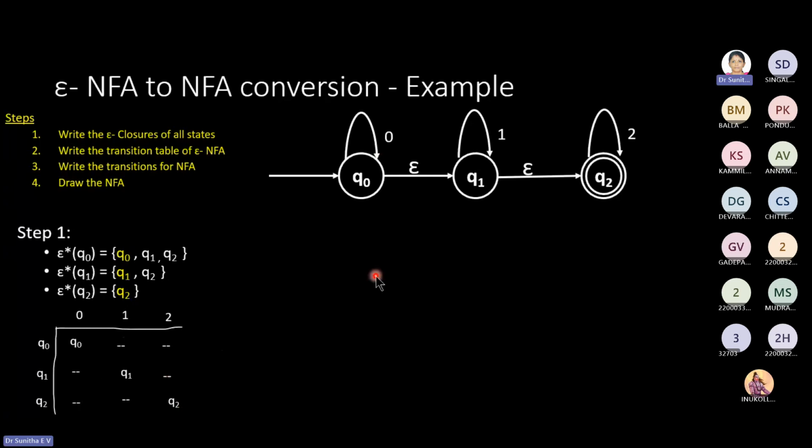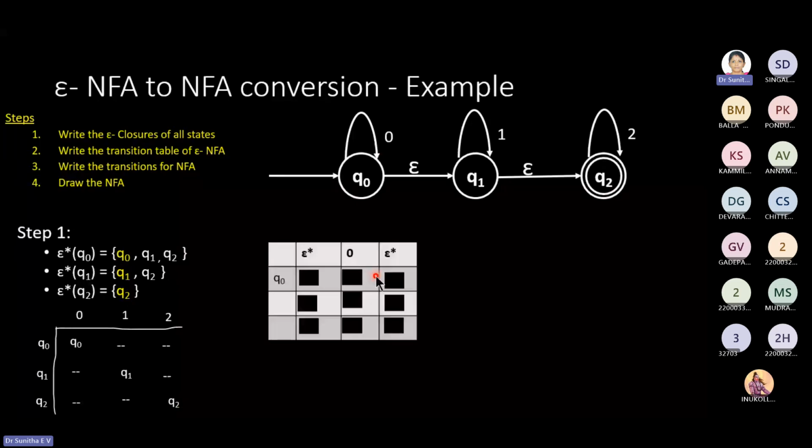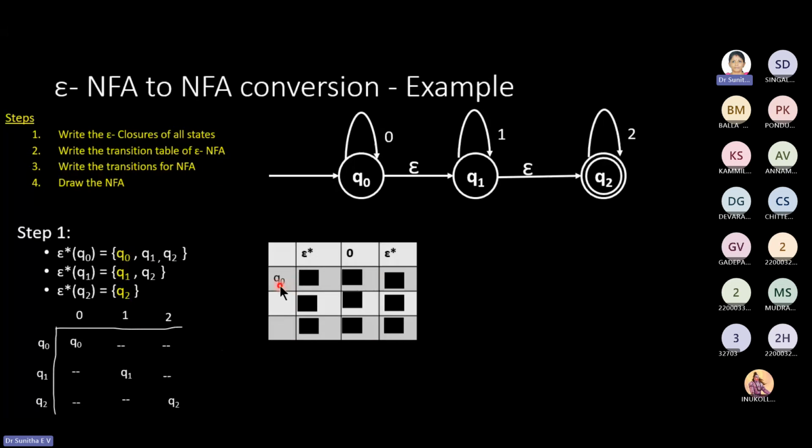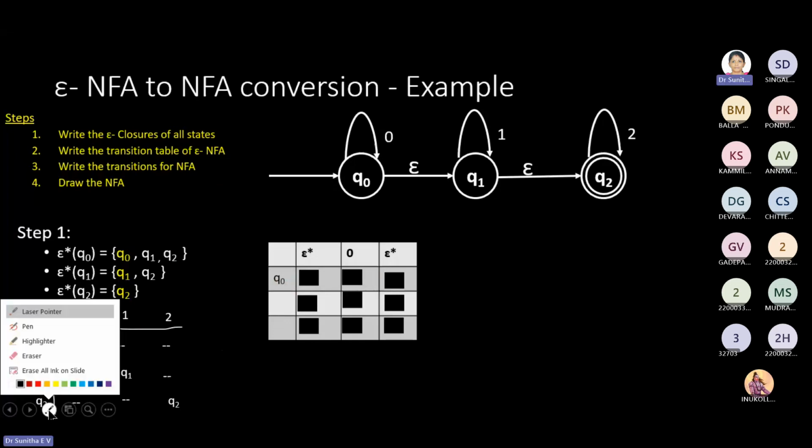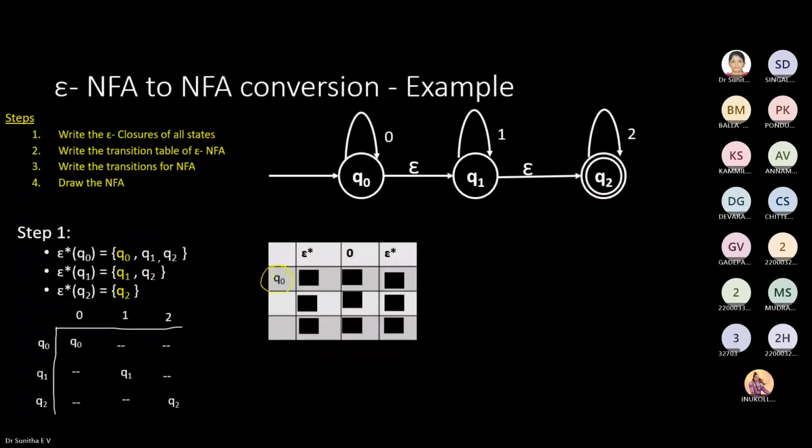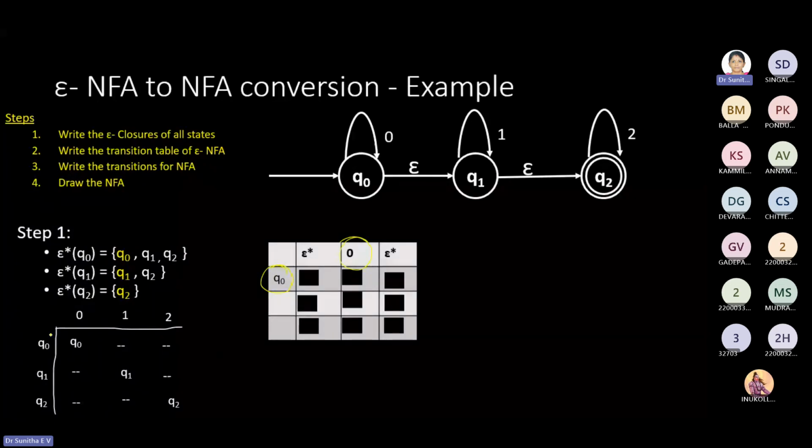Now we are going to write the transitions for the NFA. For writing the transitions for the NFA, we have to make a table like this. So first we are going to find out the transitions for Q0 on 0. Q0 on 0, what will be the transition? That is what we are going to find out in this table.